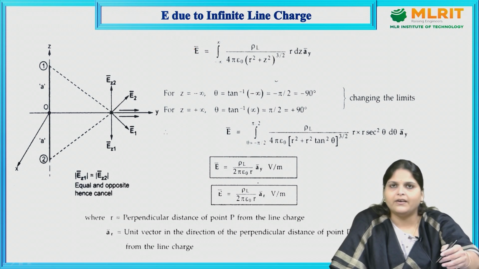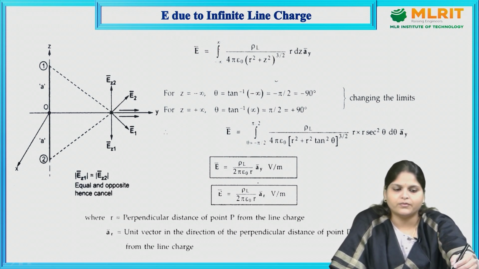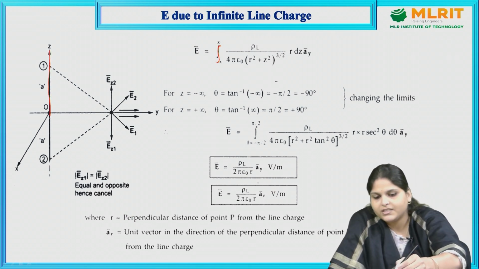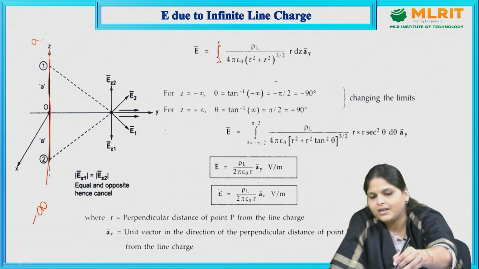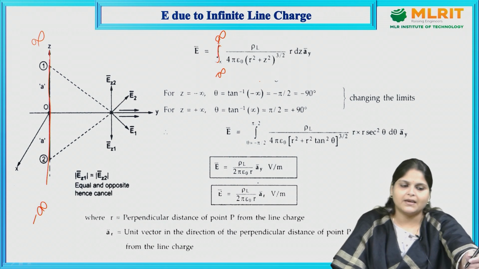Okay, now we have removed this differential d, and because we want the total value, we will use this integration sign, and we know the range is between minus infinity to plus infinity. So we are putting minus infinity to plus infinity. Remaining things are the same. We have simplified it.